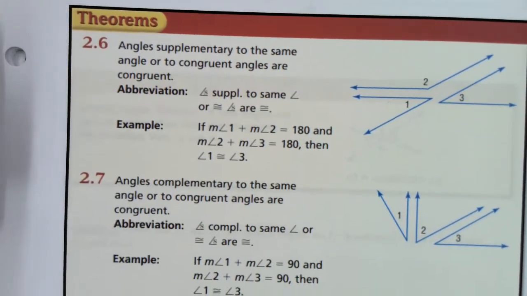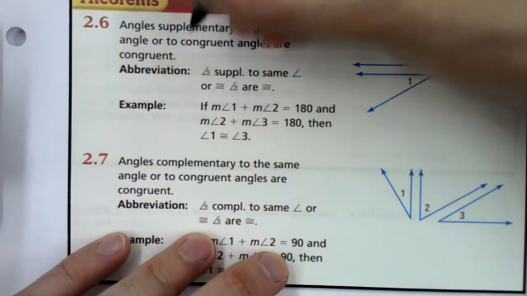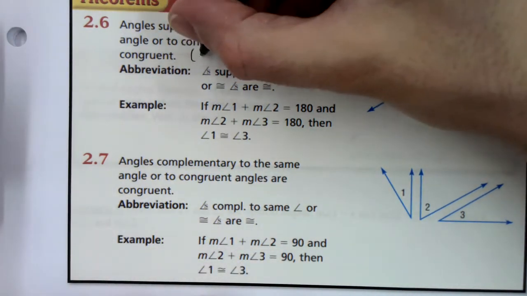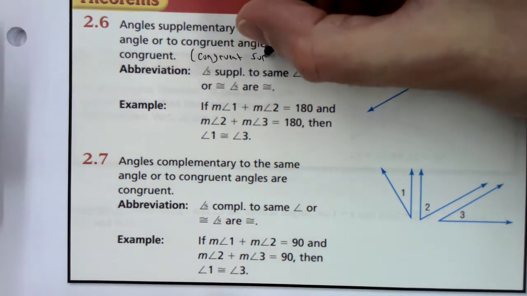Okay. These next two theorems, I believe we've mentioned in the past, maybe not in too much detail: angles supplementary to the same angle or to two congruent angles are congruent. I refer to that on Classroom as the congruent supplements theorem. So I'll put that right here. That's called the Congruent Supplements Theorem.